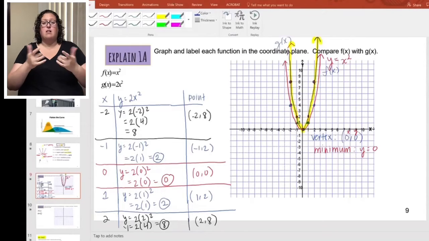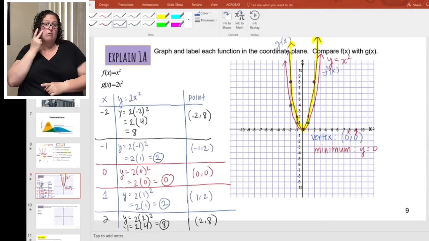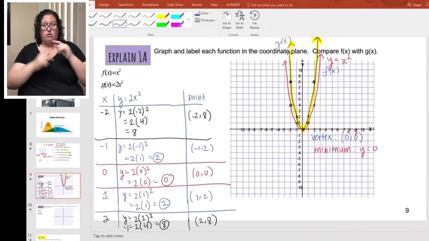Now let's compare f of x to g of x. If you look at the graph, both of the parabolas share the same vertex. They both have a vertex of 0, 0, and both of them have a minimum at y equals 0. If you look at the shape, both parabolas look similar. However, g of x is a lot more narrow than f of x, and that all has to do with a, the number in front of x squared. That number will either make your parabola wide or narrow.